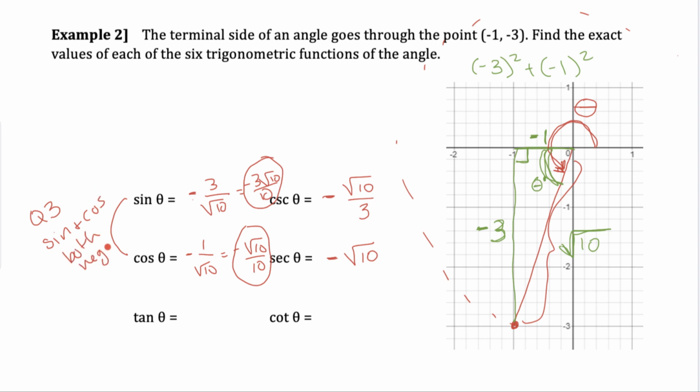Let's see what happens with tangent. Tangent is opposite over adjacent. So -3 over -1, that's just going to be a +3. And then cotangent is the reciprocal of that, which is 1/3. So tangent is positive in the third quadrant.